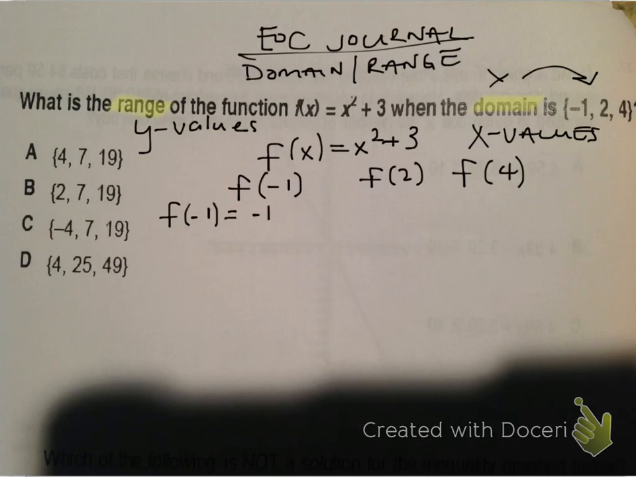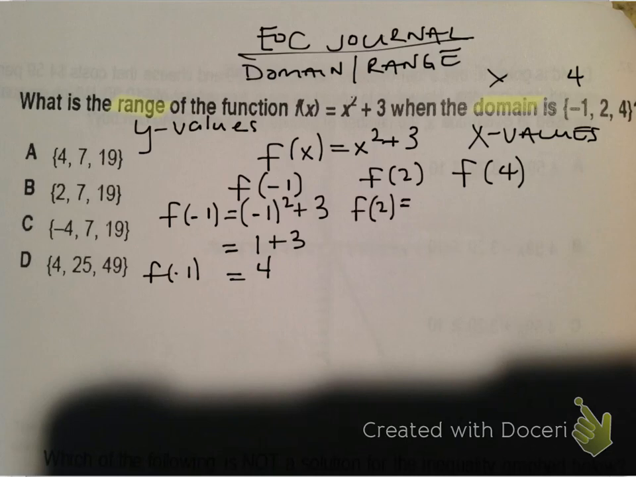Okay? F of negative 1 is equal to negative 1 squared plus 3. This equals negative 1 squared is 1 plus 3. So f of negative 1 is 4. So when our x value is negative 1, our y value is positive 4. Okay? Let's check the next one.